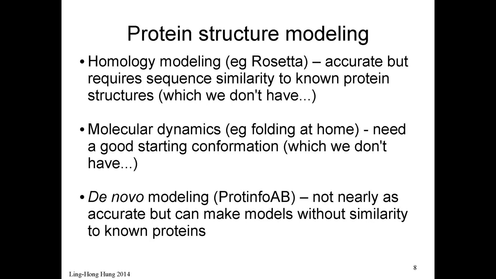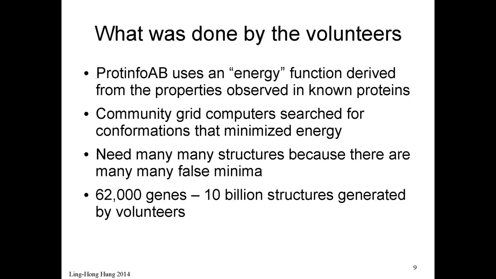So what we did use was de novo modeling, starting from new, using a piece of software called ProtinfoAB. It's not nearly as accurate, but it can make models without sequence similarity to known proteins. And so that's what we did use. Okay, so let's take a look at the heart of the Nutritious Rice for the World project. What did the members and volunteers do with the cycles that they donated?